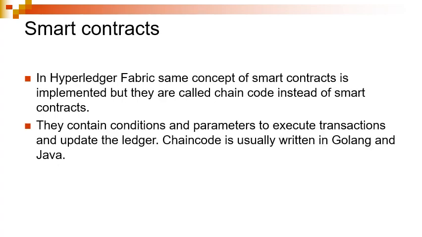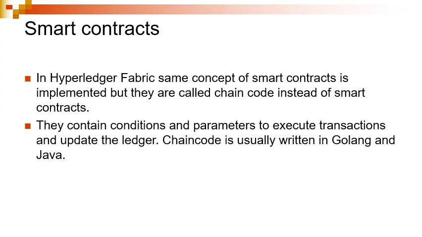Then smart contracts in Hyperledger Fabric. The same concept of smart contract is implemented, but they are called chain code instead of smart contract. In the previous session also I said that smart contracts are called chain code in Hyperledger Fabric. So chain code is nothing but a smart contract which verifies the business logic, and transactions are executed as per the business logic.